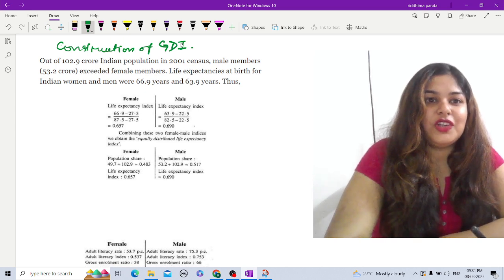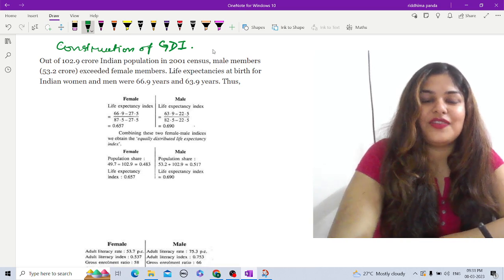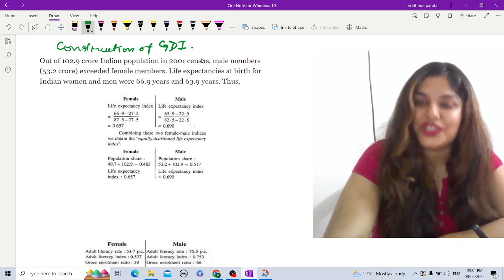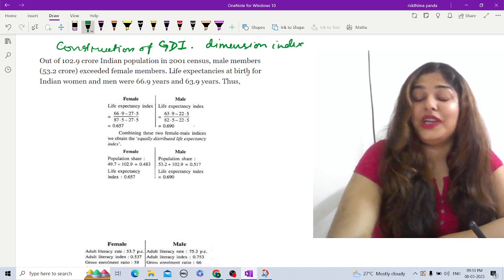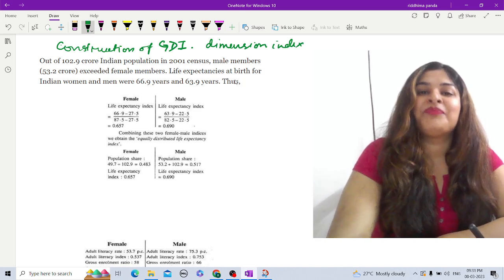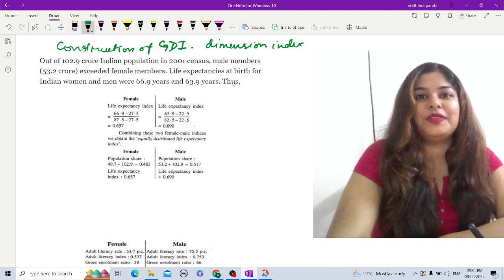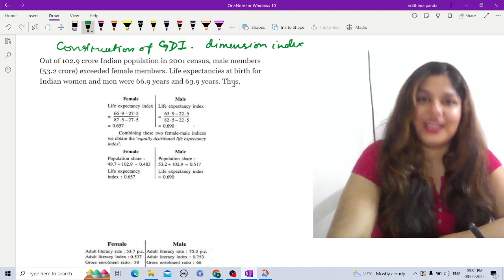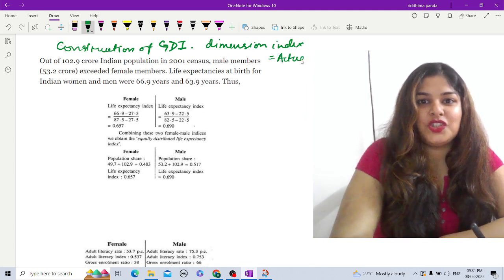First of all, in order to construct this GDI and for the indicators, we need one dimension index. As we have discussed, there are dimensions to calculate all the indicators. So the formula for dimension index, that you should know, because we will be using this in order to calculate all the indexes, starting from life expectancy at birth, then our literacy rate index, gross enrollment ratio, and then finally income.